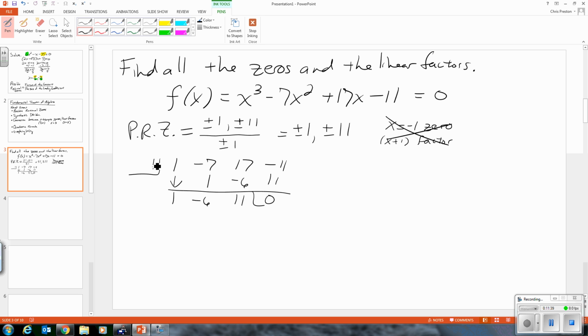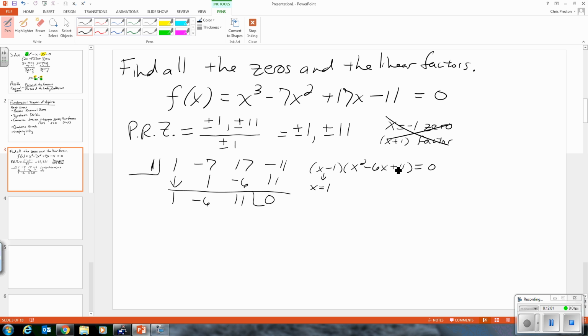So I have one of my zeros. Now what did that give me? That told me that I have x minus 1 times this result, x squared minus 6x plus 11. I'm still trying to figure out what makes that 0. So I have one answer. That answer is 1. That's what I just figured out. But I need to get the answers from here. And so I might try to factor that.